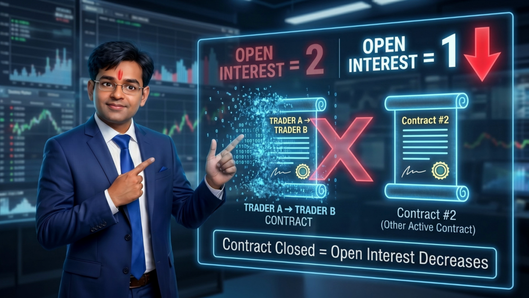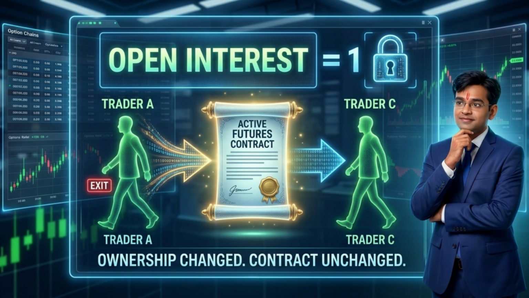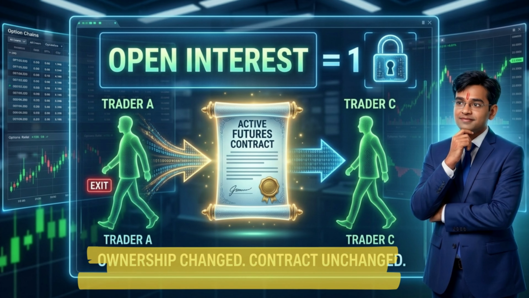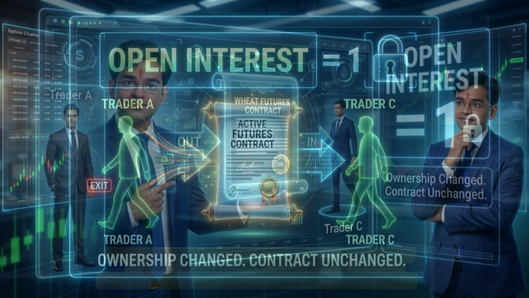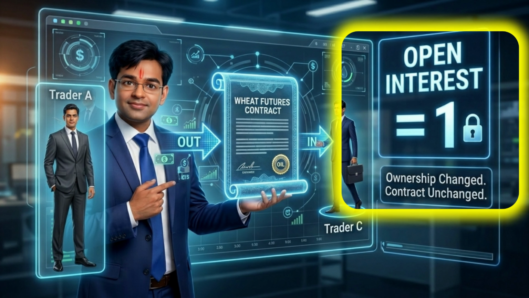But now imagine a different scenario. Trader A, who is currently holding a long position, decides to exit. Trader C takes over that position. In this case, the contract itself still exists. Only the ownership of the position has changed. No new contract has been created and no existing contract has been removed. Therefore, open interest remains unchanged.